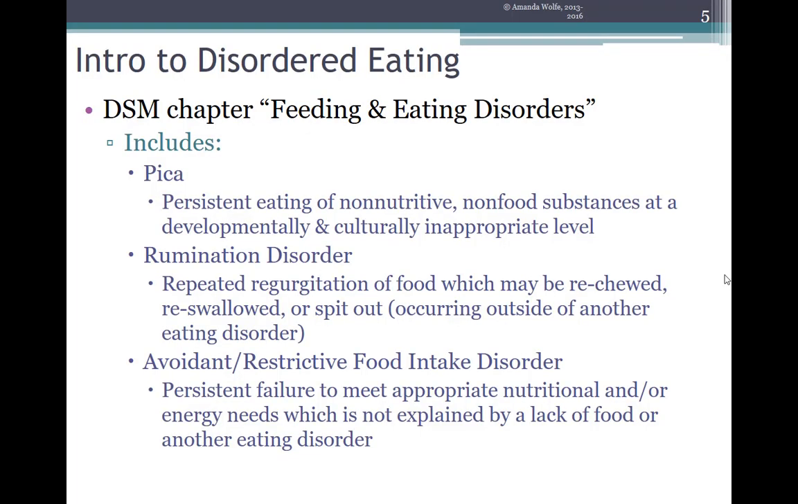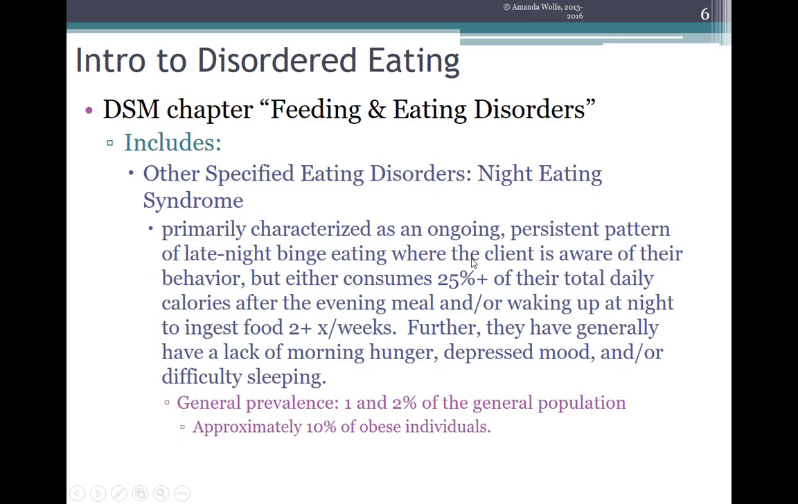Some of the other disorders that are listed here are rumination disorder, which is about chewing, re-swallowing, and spitting out food, again, at a time that's not developmentally appropriate. Sometimes this leads to the development of another eating disorder. And some others, like restrictive food intake or night eating syndrome.